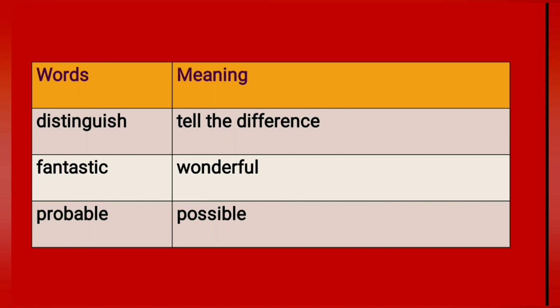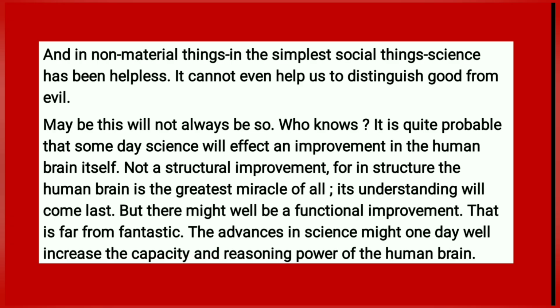Now, second is fantastic. Fantastic means wonderful. If you say that something is fantastic, you are emphasizing that you think it is very good. And next word is probable. Probable means possible. So, now you have understood the meanings of these words. Let's start discussing the text displayed on the screen.